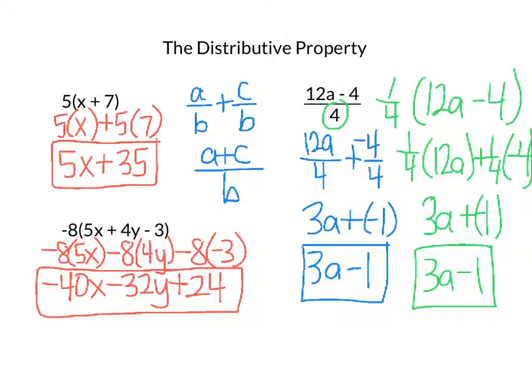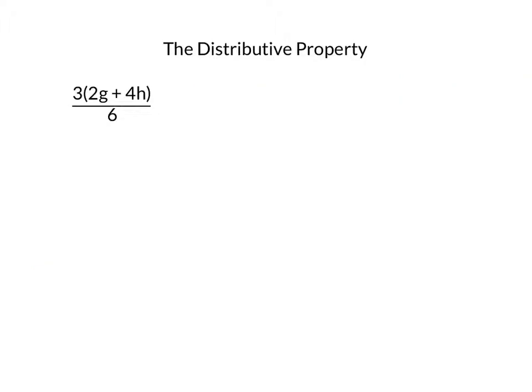There's one more I want to do because it involves both the multiplication and the division. So with this one, I would take it one step at a time. I would start with just distributing the 3 to both of the terms inside the parentheses. So this equals 3 times 2g plus 3 times 4h all over 6. We don't want to forget about it, so don't just say, oh, I'll go back and get it later. Just bring it along.